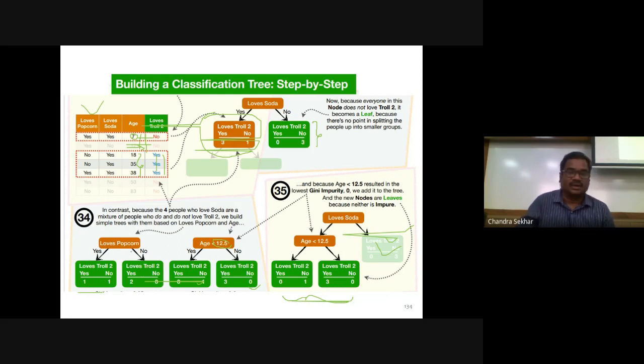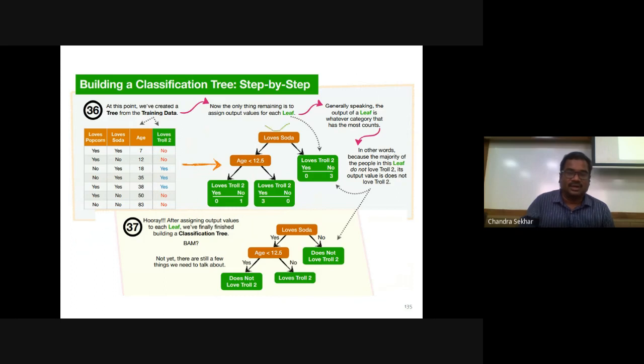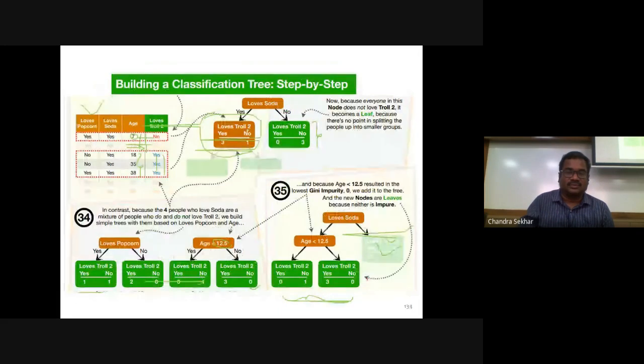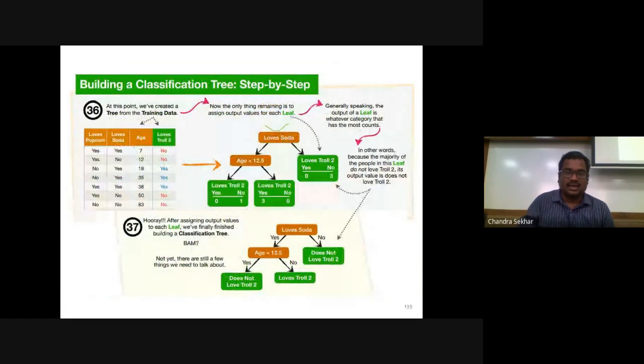Okay, so what happens is I'm choosing love soda instead of love popcorn. Why? Because it is tracking, it is not giving me the direct label. So I'm choosing love soda, then there is no problem if I choose no. If I choose yes, then there is a problem, and for that problem I replace love soda with age. So this is how I computed it now.